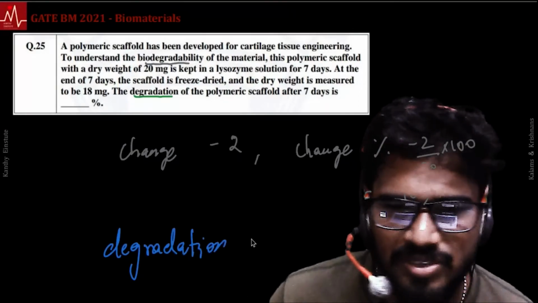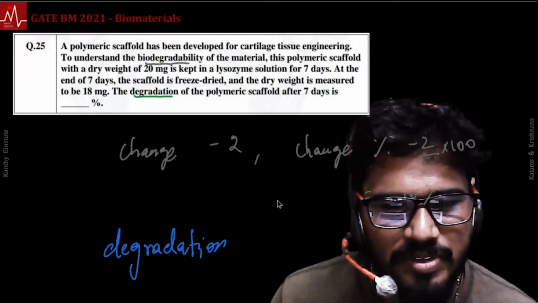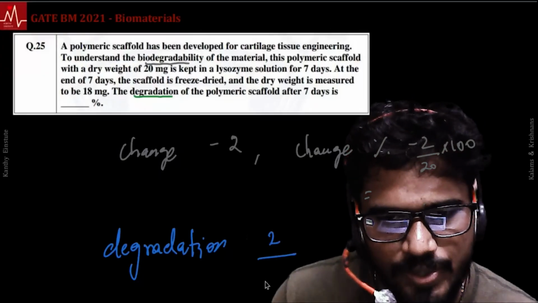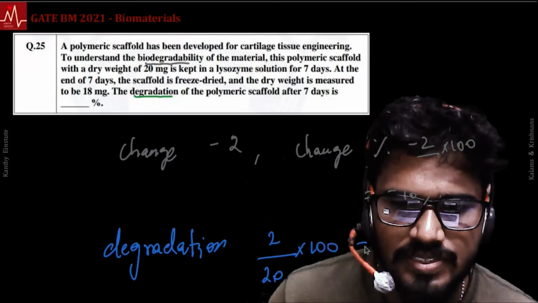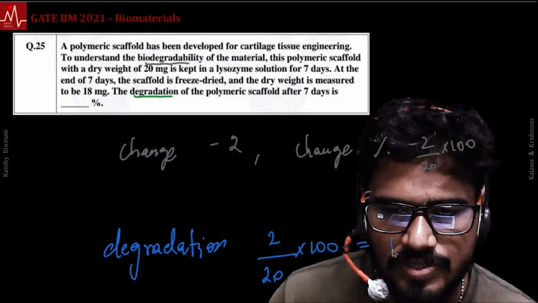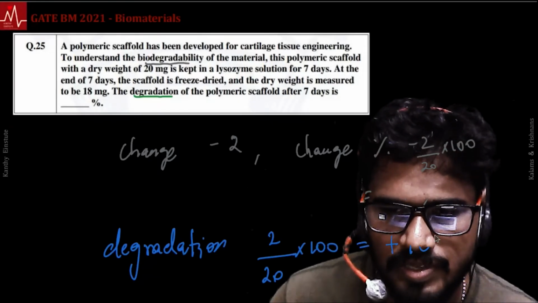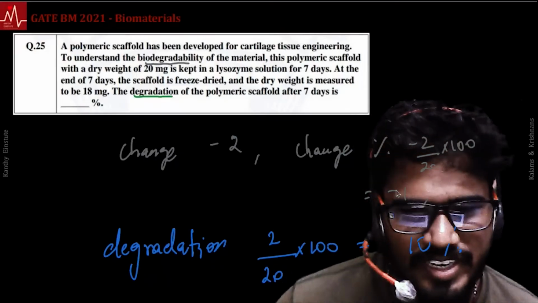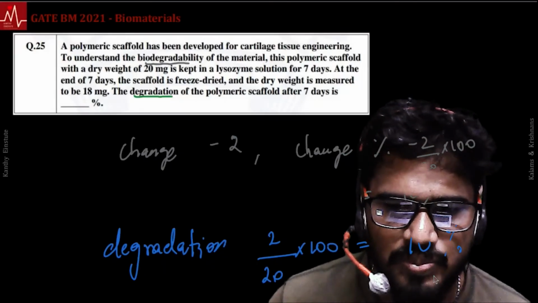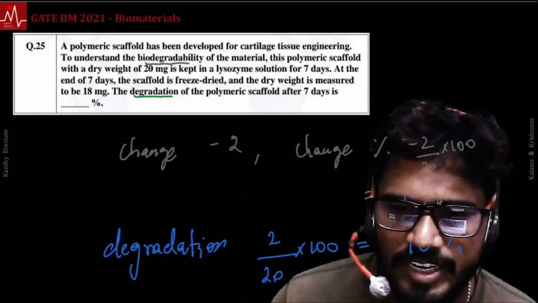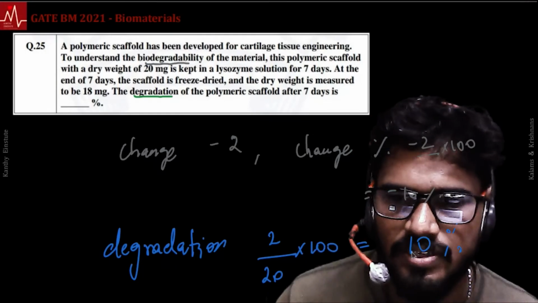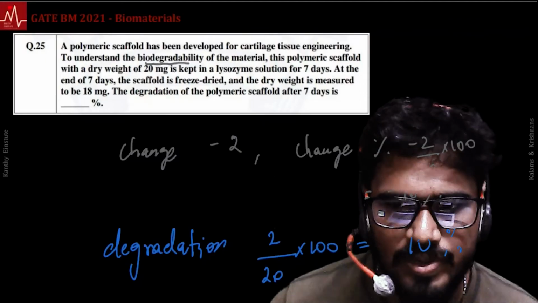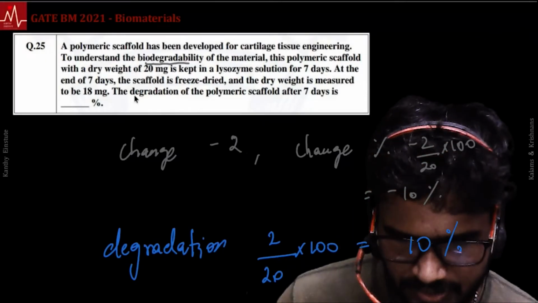Degradation, by definition, is how much did it reduce by? This is 2 by 20 into 100. This happens to be plus 10%. For GATE, you cannot enter a plus; you have an option to choose a sign, positive or negative. We entered, I think, minus 10 and did not get any marks. Those who entered 10 got marks. What is important is that you're looking for the decrease by using the word degradation.